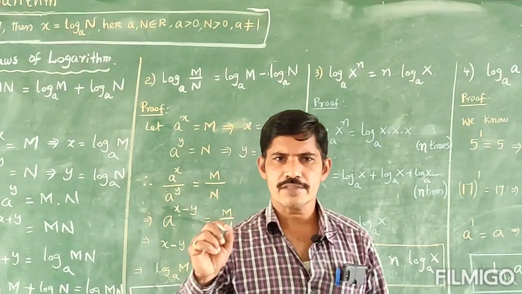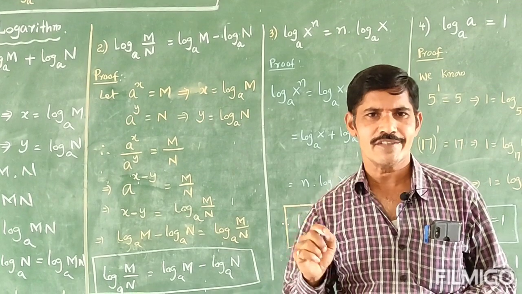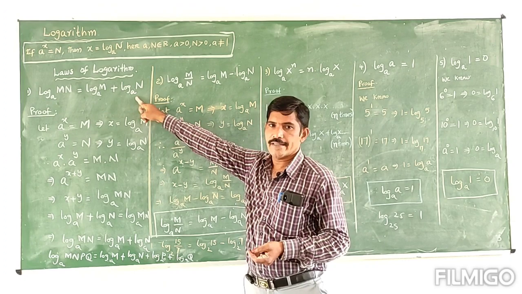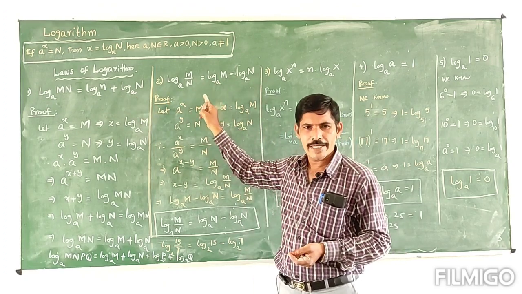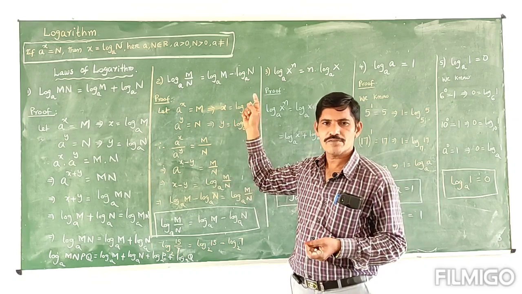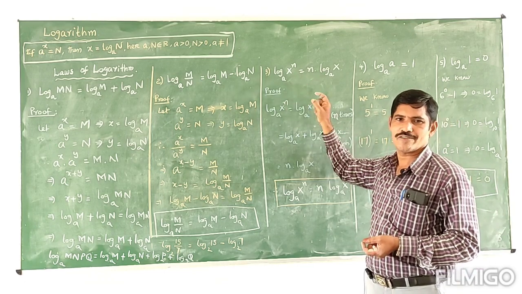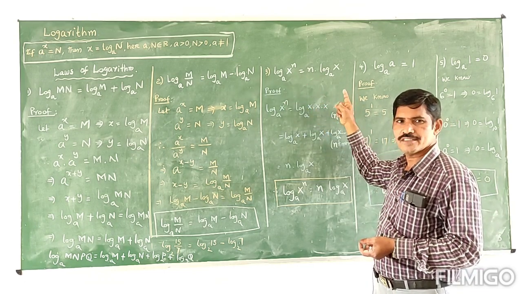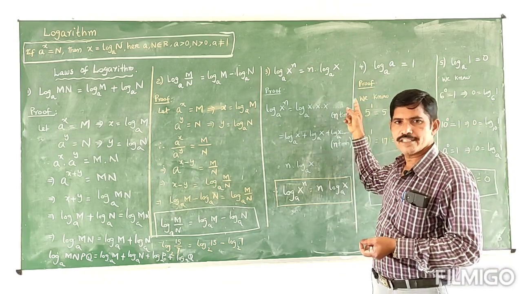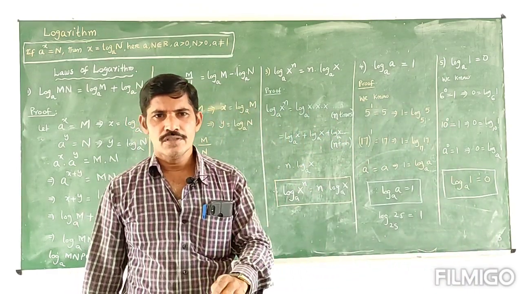Let me remind you. The first one is logarithm of mn to the base a is equal to logarithm of m to the base a plus logarithm of n to the base a. The second one is logarithm of m by n to the base a is equal to logarithm of m to the base a minus logarithm of n to the base a. The third one is logarithm of x power n to the base a is equal to n into logarithm of x to the base a. The fourth one is logarithm of a to the base a is equal to 1. The fifth one is logarithm of 1 to any base is equal to 0.